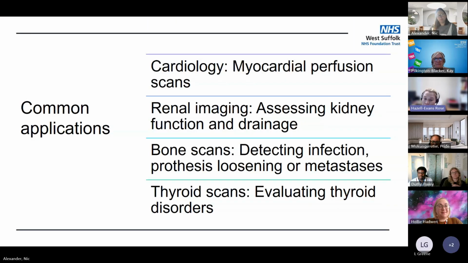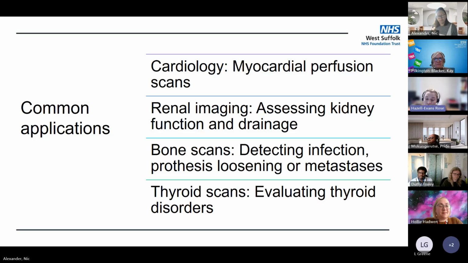Some common applications would be myocardial perfusion scans, which are a non-invasive test that evaluates the blood flow to the heart muscle. We also do different types of renal imaging, and these kidney scans are used for assessing renal function and drainage. For one type of kidney scan called a MAG3 scan, the radiopharmaceutical is given while the patient is on the table, and this is a dynamic study, which allows us to see how each kidney performs and drains.